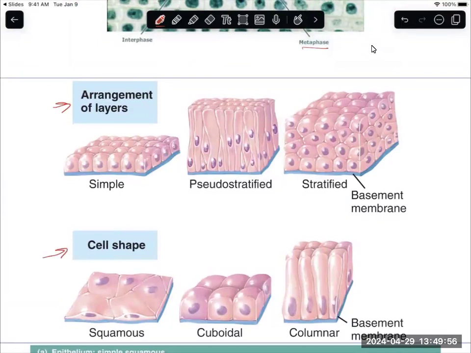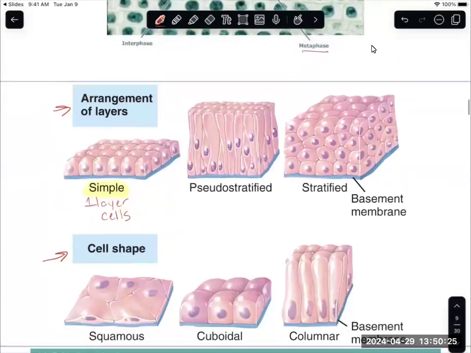This is the second part of their name. How are they arranged? Are they one row of cells? Are they more than one row of cells? Or does it look like more than one row, but it's really not? So let's look. These simple. Simple means it is a single layer. One layer of cells. I'm going to skip this middle one for a second. Stratified is the word for more than one layer of cells.